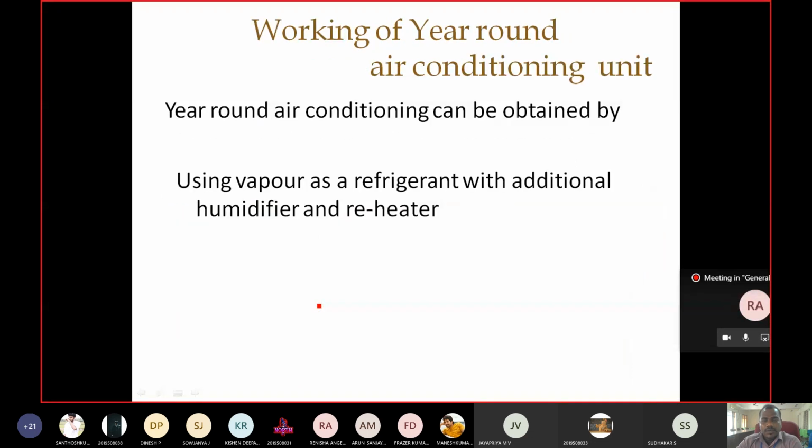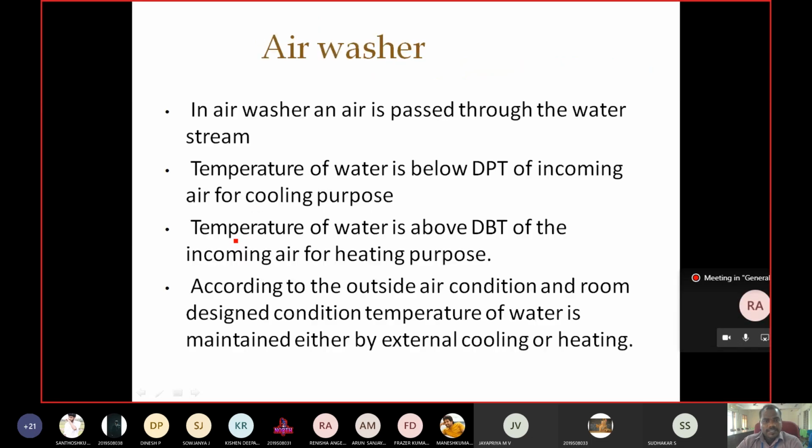Right. So the working of year-round air conditioning units. Year-round air conditioning can be obtained by using vapor as a refrigerant with an additional humidifier and reheater. So we need this humidifier and reheater to get the application of year-round air conditioning. Then we need an air washer. Actually, this is for humidification. So the humidifier may be an air washer.